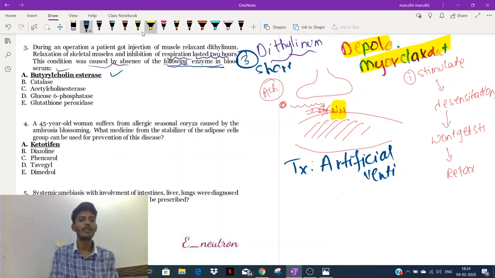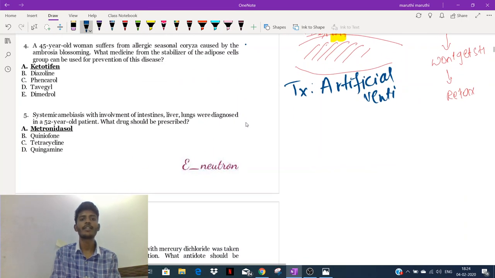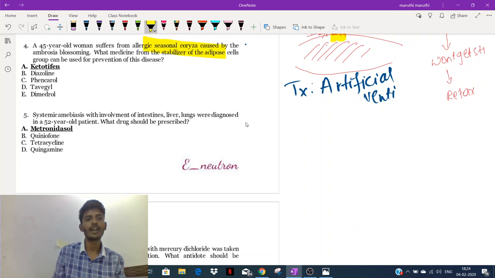When I'm talking of the fourth question here, guys, let's look at the question. A 45-year-old woman suffers from allergic seasonal coryza caused by Ambrosia blooming. What medicine from the stabilizers of the adipose cell group can be used for the prevention of this disease? Well, the question is that she is having a seasonal coryza and allergy.